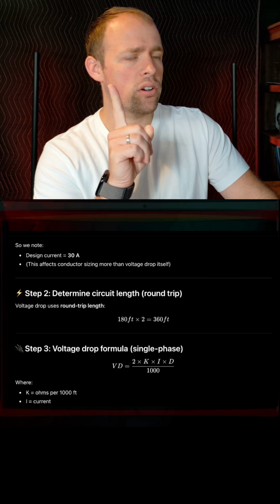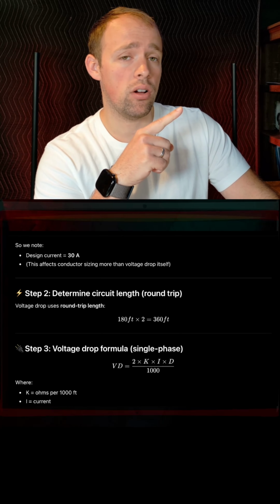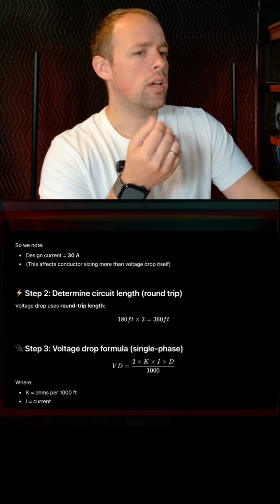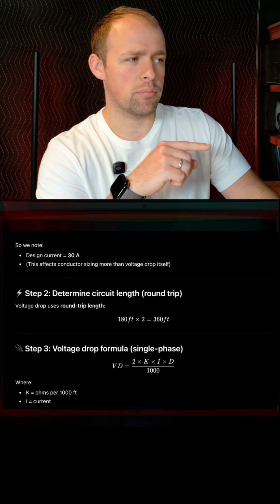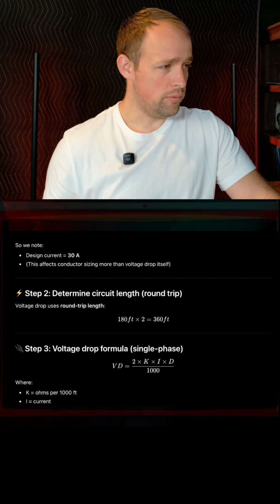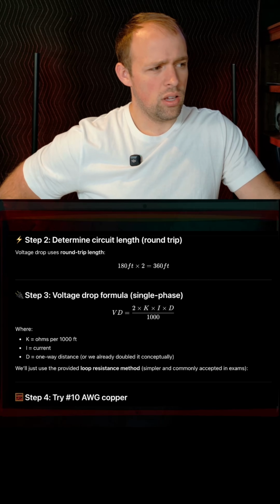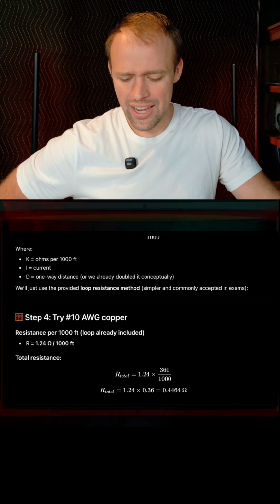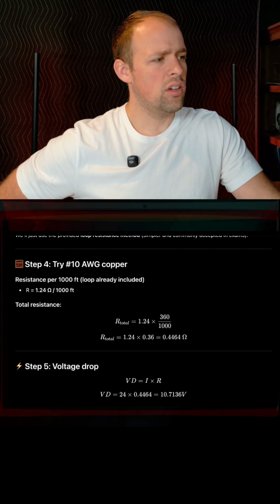Okay, again, regardless of whether you use the 2 kill formula or the 2 ril formula, the answers will be the same. So it's not like I did something wrong and they did something wrong. Round trip length, that's what the 2 is for. Step 5, voltage drop. So they got 10.7 volts.